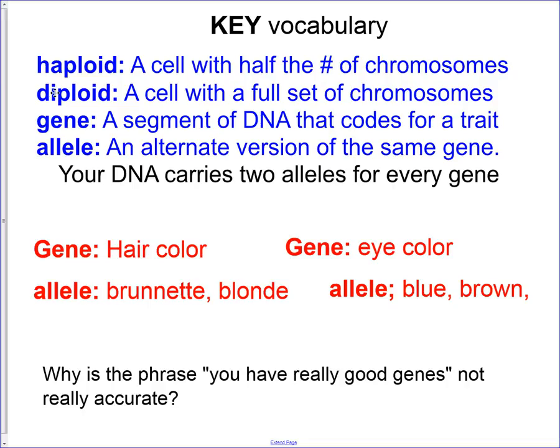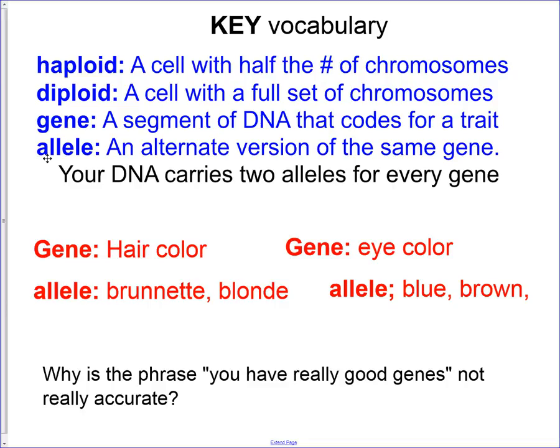First, haploid and diploid. Well, you may know these. Haploid means a cell with half the amount of chromosomes. Diploid means a cell with a full set of chromosomes. You may know that already, so that's not that big of a deal. What's really important here is the difference between a gene and something called an allele.